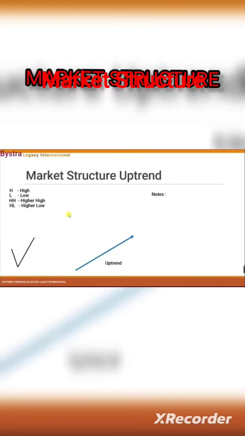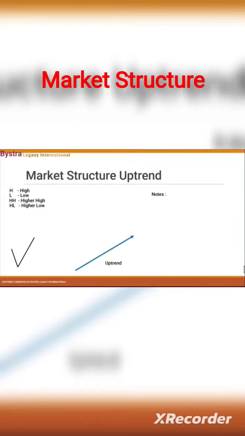Let's look at the market structure uptrend. Now remember this. You need to know the high, low, higher high, and the higher low. Normally price will form in an upwards motion, where it will just continue to break the previous high. Once it breaks the previous high, at this bottom here, we'll mark it as the higher low. Price pulls back, and we mark this as the higher high, and price will continue to go upwards.